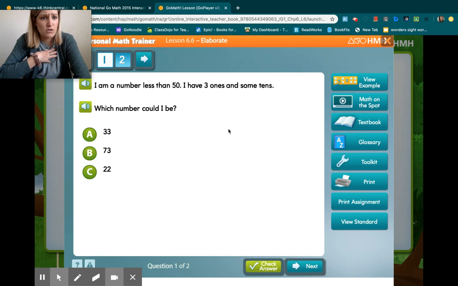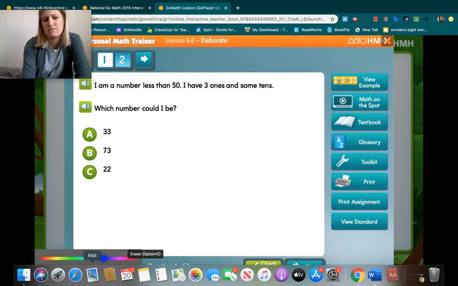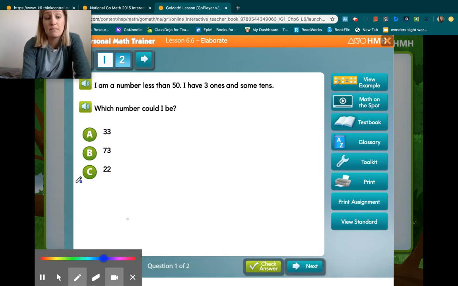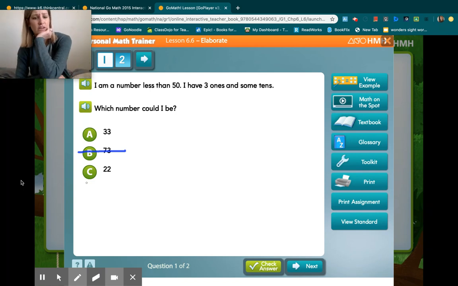So first, we need to find any numbers that are more than 50 because we know they can't be in there, because it says I am a number that's less than 50. Do you guys spot any numbers that are more than 50? If you were thinking B, you're right. That's number 73. That's more than 50. So it can't be because they said I'm a number less than 50.